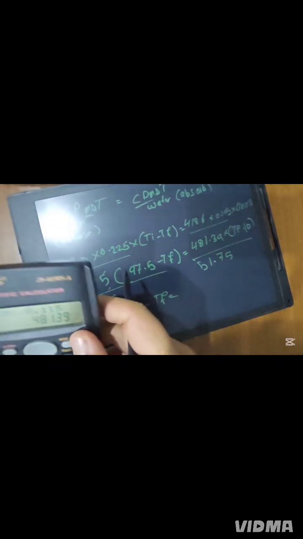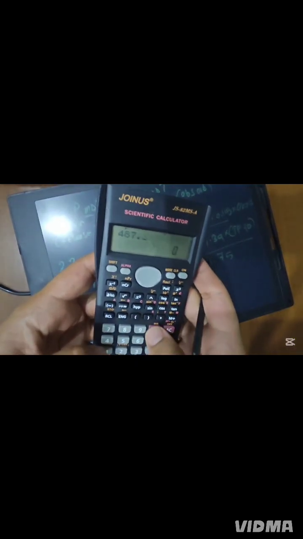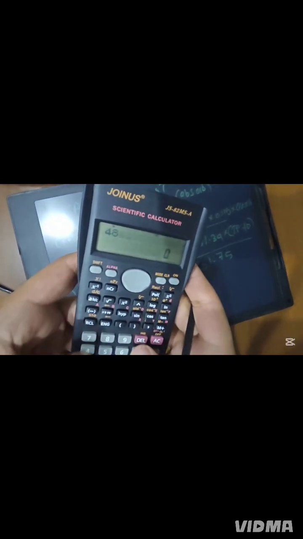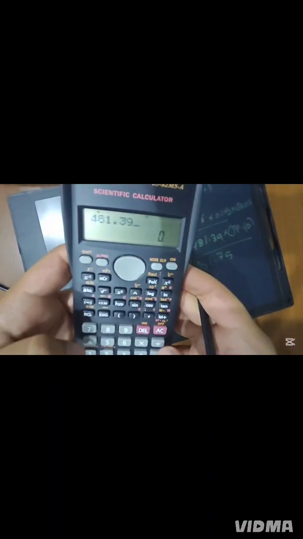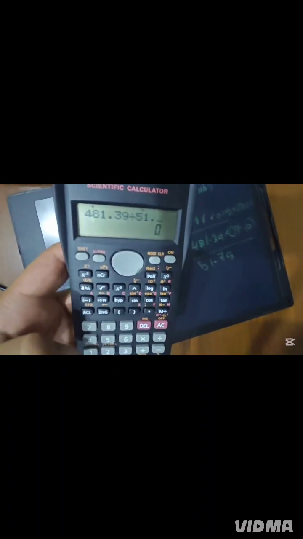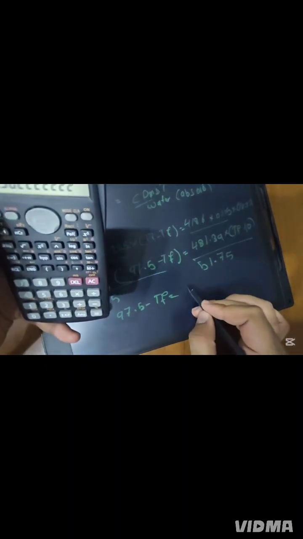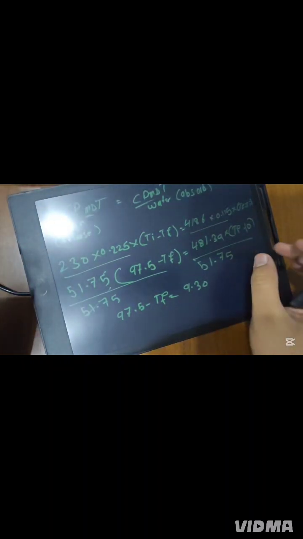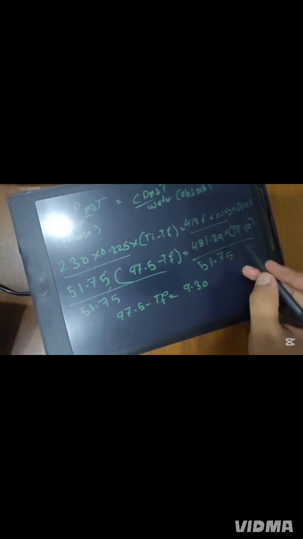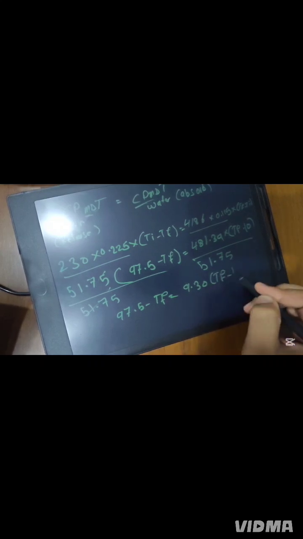divide both sides by this number. 481.39 divided by 51.75. The answer is 9.30. And do not forget this bracket. Most of the students forget this bracket. Bring down this bracket, Tf minus 10.